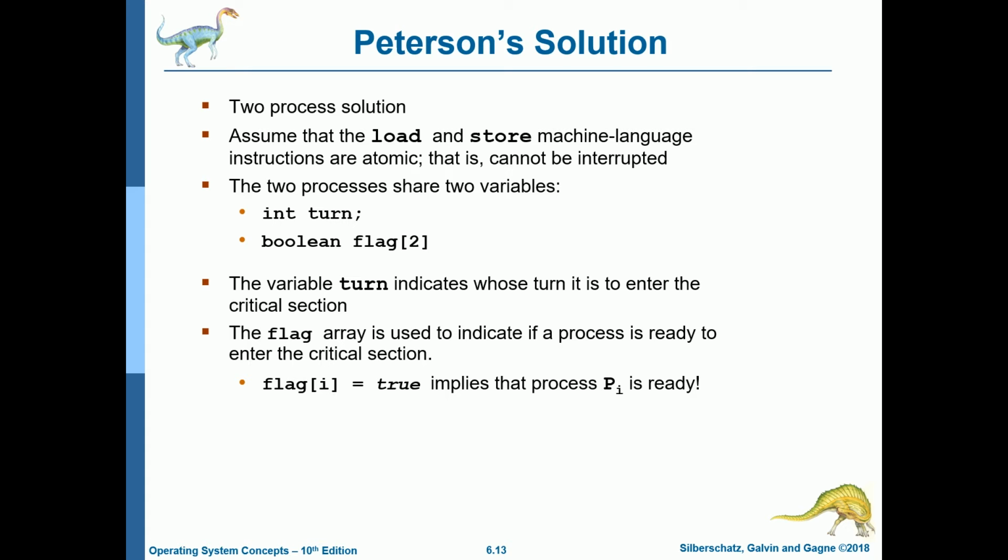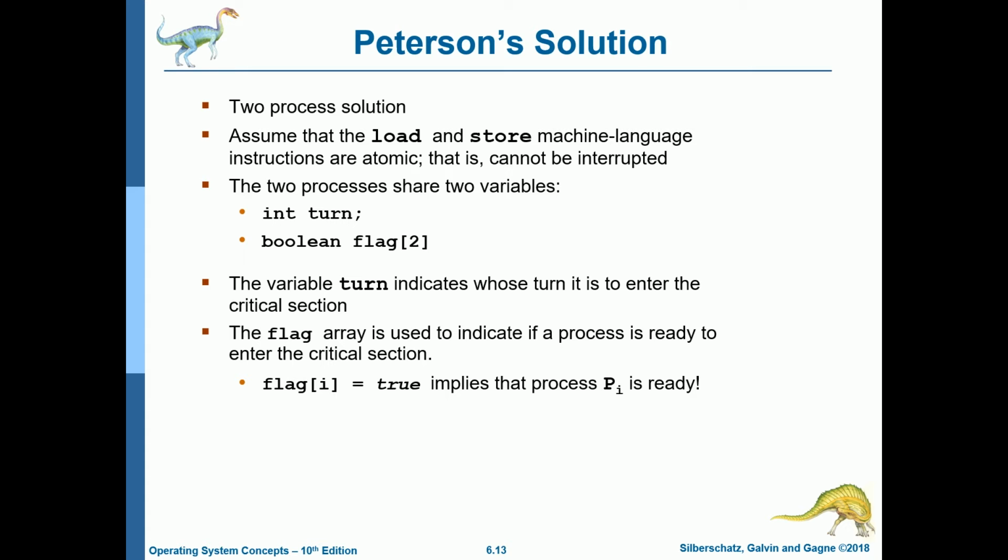That is, if turn is equal to i, then process i is allowed to execute its critical section. The array flag is used to indicate if a process is ready to enter the critical section. So, for example, flag of index i is true if P of i is ready to enter its critical section.